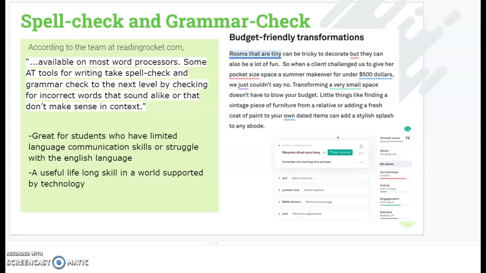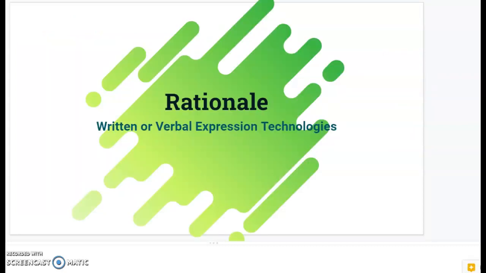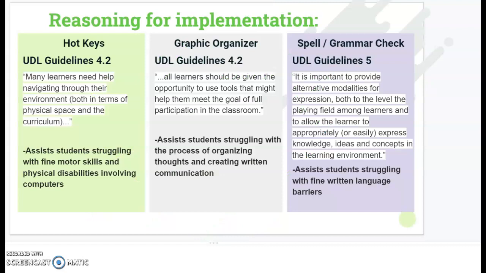All right, rationale for written or verbal expression technologies. As far as hotkeys, according to UDL Guidelines 4.2, many learners need help navigating through their environment, both in terms of physical space and the curriculum. So we need to assist students struggling with fine motor skills and physical disabilities involving computers.